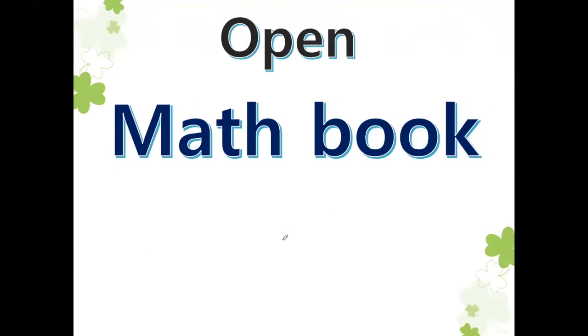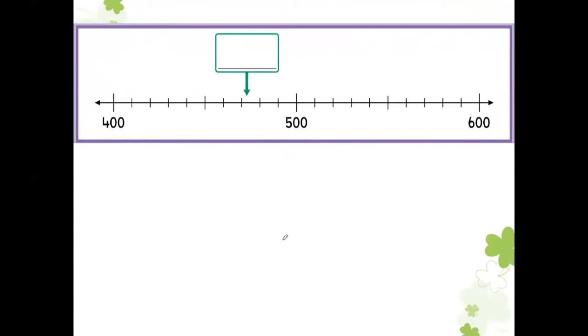Open your math book on page 22 and 23. You can see here a number line from 400 to 600. So what do you think is the number that is showing on the arrow? Here you can see 1, 2, 3, 4, 5, 6, 7, 8, 9 lines between 400 and 500.